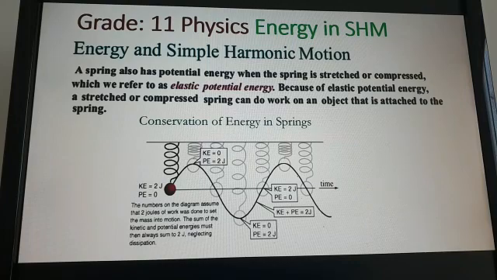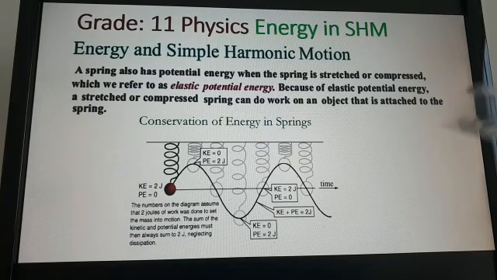A spring also has potential energy when the spring is stretched or compressed. We know what is meant by potential energy: the energy possessed by an object due to its position. If the spring is stretched or compressed, it has potential energy, which we refer to as elastic potential energy. Because of the elastic potential energy, a stretched or compressed spring can do work on an object that is attached to the spring.